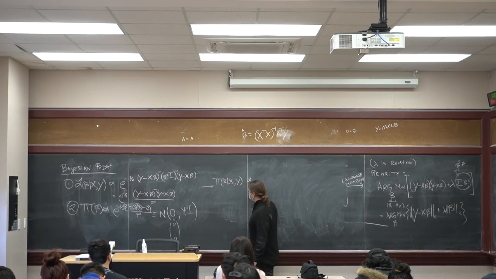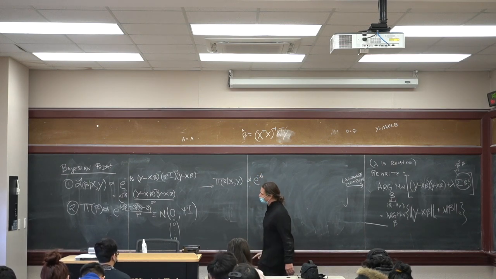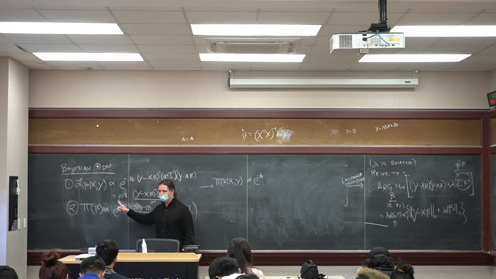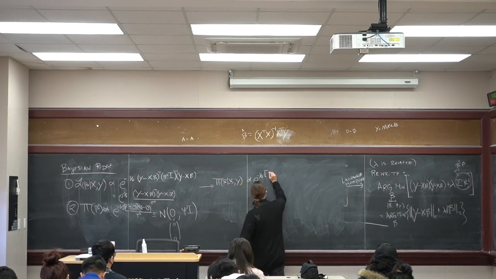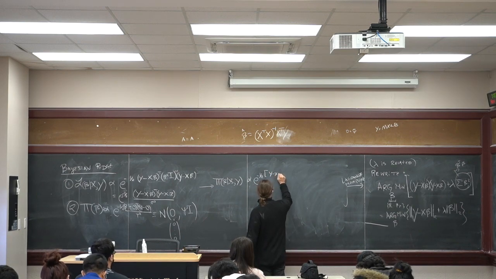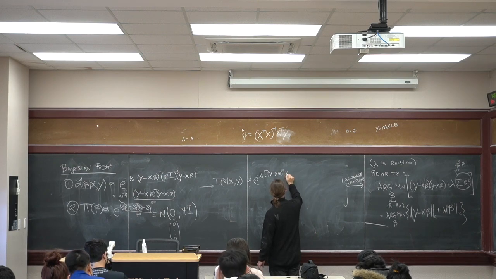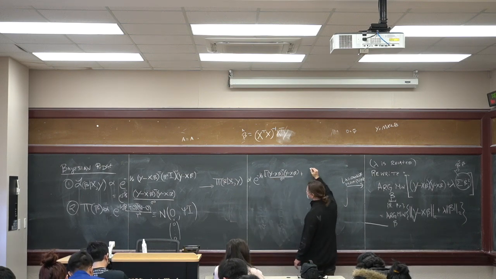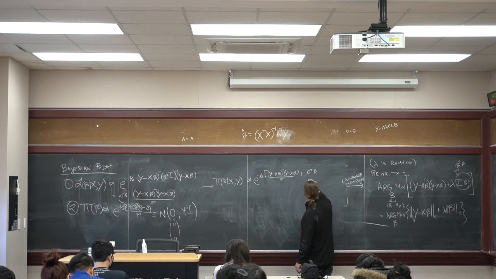This is going to be proportional to e to the minus 1/2. I'm going to factorize that out of both of these, so I'll do my product in just one step. And this is just going to look like this: y minus x beta transpose y minus x beta, over sigma squared, plus beta transpose beta over psi squared.